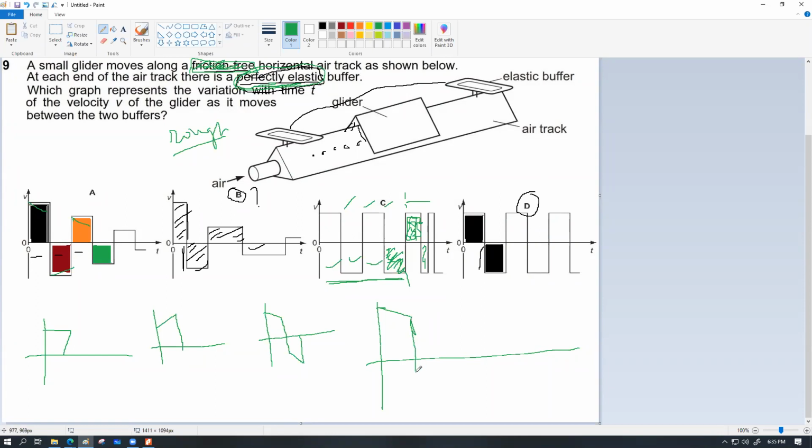For an elastic buffer, the rebound will also happen at the same exact speed. So the two lengths will be the same. This length is supposed to be equal because it's a perfectly elastic buffer. But then again, as the collision finishes and the motion continues further, that speed should even become smaller. Since this one has a higher average speed compared to this part, this time should be longer.